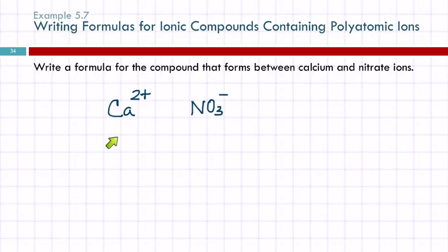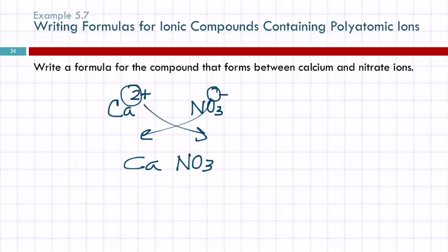So if we're going to put these together, we're going to need 2 of these. Some of you can do a little math in your head, and others are looking for a lowest common multiple. That's great. Or you can crisscross. This is 2 and 1. They're not the same, so this would be a good situation to crisscross. So we're going to get calcium with a subscript of 1 that we don't write, and nitrate needs a subscript of 3.